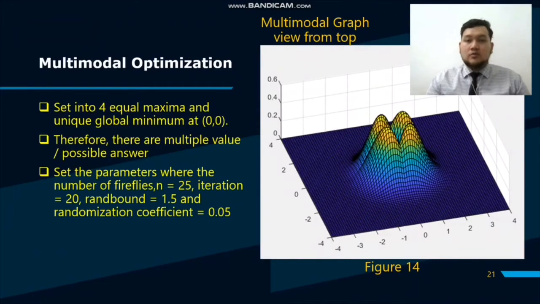Result and discussion. Figure 14 shows the multimodal graph viewed from the top. In order to achieve this graph, we set 4 equal maxima and a unique global minimum at x-axis equal to 0 and y-axis equal to 0. Then we set the algorithm parameters where the number of fireflies n is equal to 25, iteration is equal to 20, bound is 1.5 and randomization coefficient is 0.05.